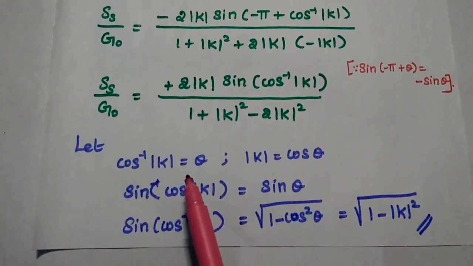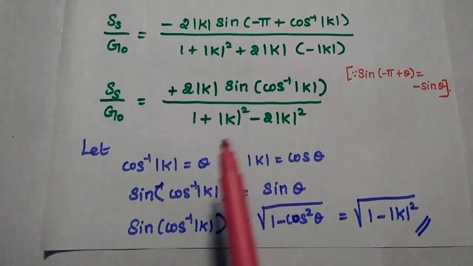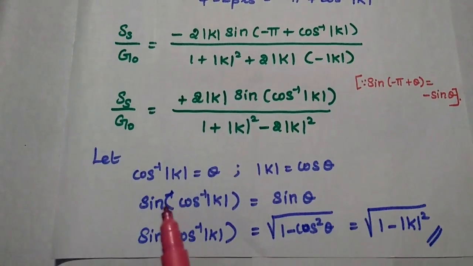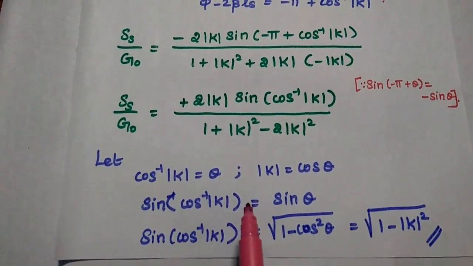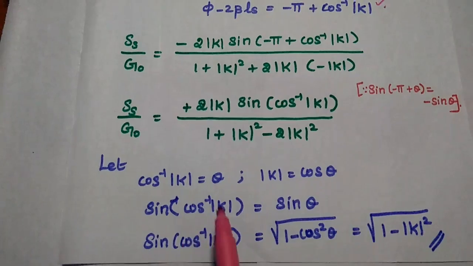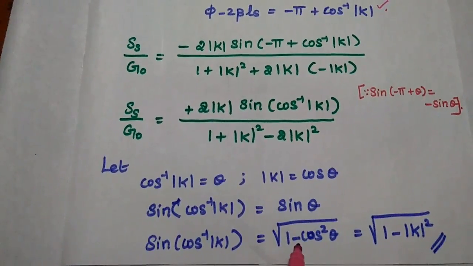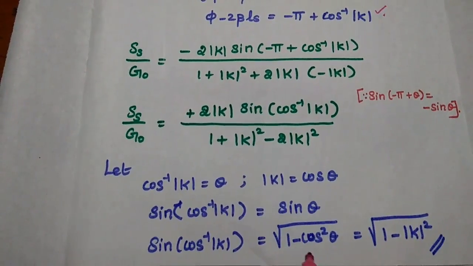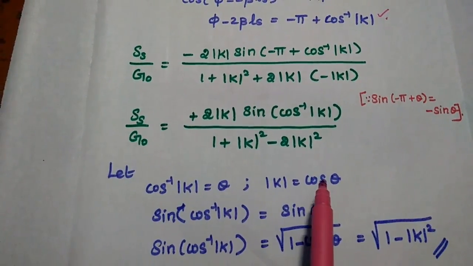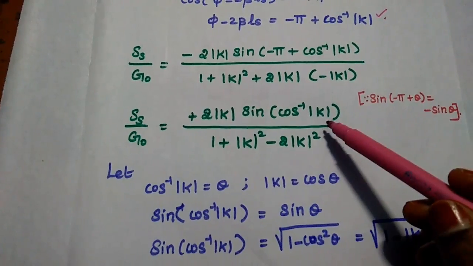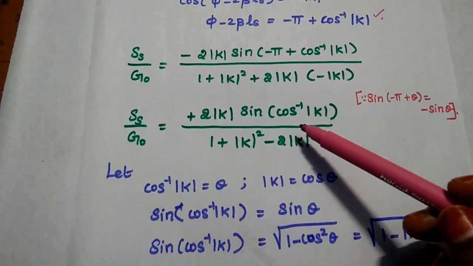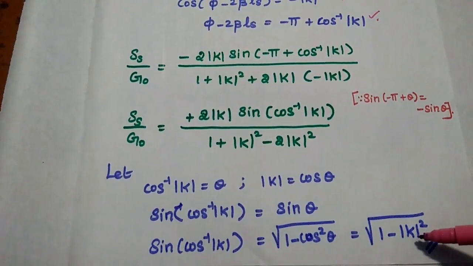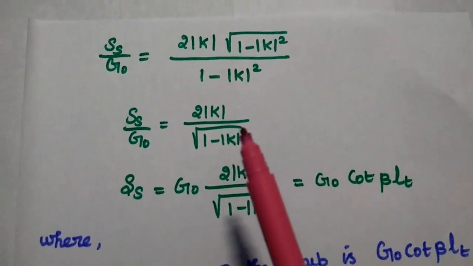So next, for further simplification, we can consider cos inverse of k is equal to theta. Then k is equal to cos theta, correct? So sin of cos inverse of k is nothing but sin theta. It can be written as square root of 1 minus cos square theta. Sin theta is equal to what? Square root of 1 minus cos square theta. Cos square theta means k square. So in this expression we are going to write sin of cos inverse of k as square root of 1 minus k square. Do you all understand this one? It can be written like this.